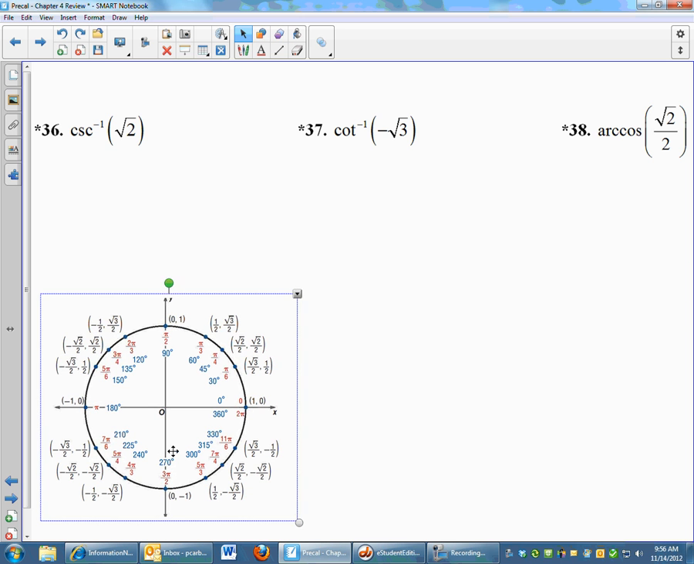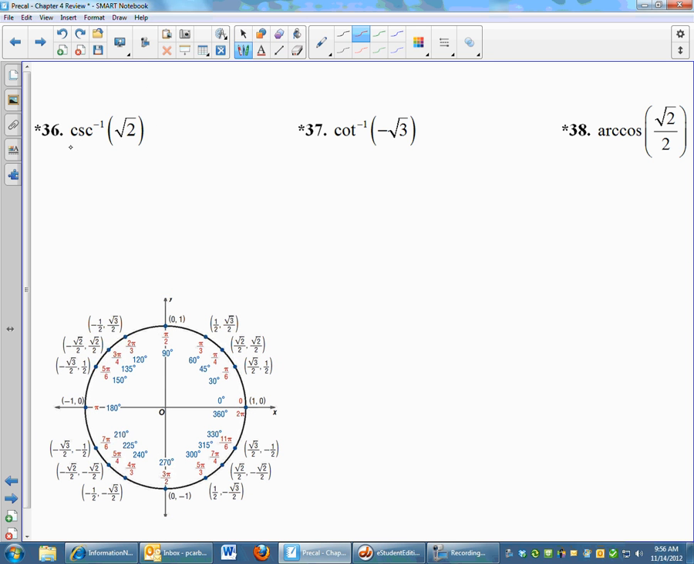All right, inverse cosecant. Well, cosecant and sine are very closely related. If cosecant of some angle is the square root of 2, that means sine of the angle is the reciprocal of that, which will be 1 over root 2. And your restriction for cosecant is the same as your restriction for inverse sine. So we will be answering on the right half of the circle.